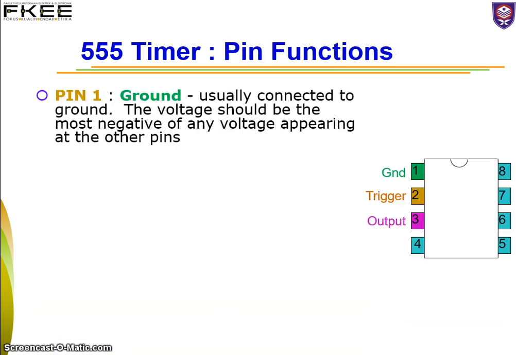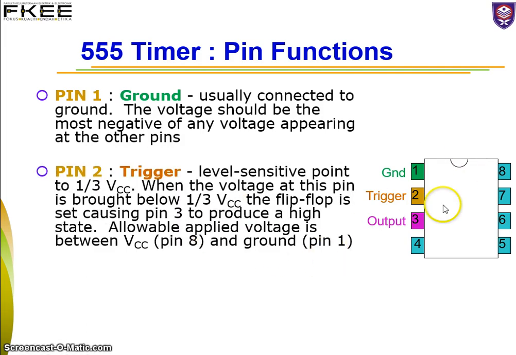Each pin, if you look here, has a different function. For example, pin 1 is the ground pin, so we have to connect the IC to ground in order for it to function properly. It is the most negative point of the IC. And then we have pin 2, which is the trigger pin. The trigger pin will be connected to the input of a comparator. We'll look into that later, and it will be compared with 1/3 of VCC.